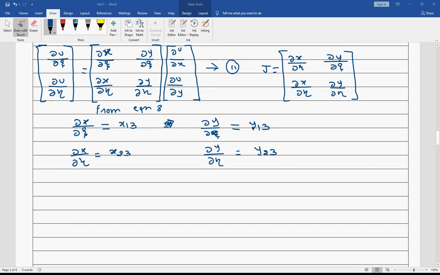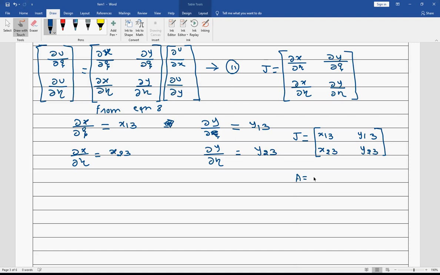So therefore, from this I can write x13, y13, then x23 and y23. Okay. So now a few important properties.